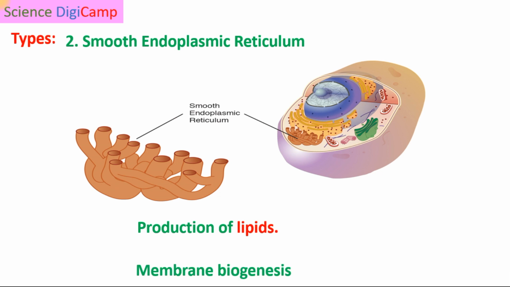Focus on the term membrane biogenesis. So far we discussed that rough endoplasmic reticulum transports proteins and smooth endoplasmic reticulum synthesizes lipids. Together, proteins and lipids help in formation of cell membrane. This process is known as membrane biogenesis.